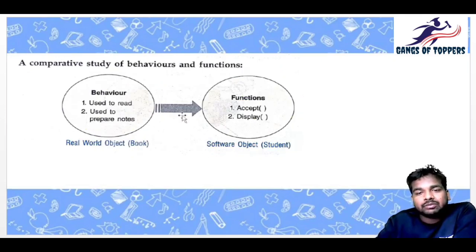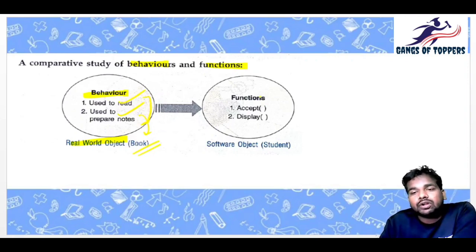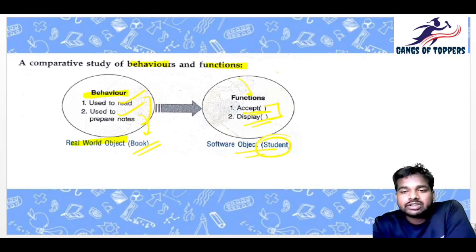After that we will have a comparative study of the behavior and the functions. Look here, the behavior of the real world object book: what is the purpose? It is used to read and to prepare notes. So this is the behavior, or the function, that is performed by the real world object, and that is book. Now if we talk about the functions, what is the function? It is to accept and display. So accept and display are the functions, the member methods, of the software object student.